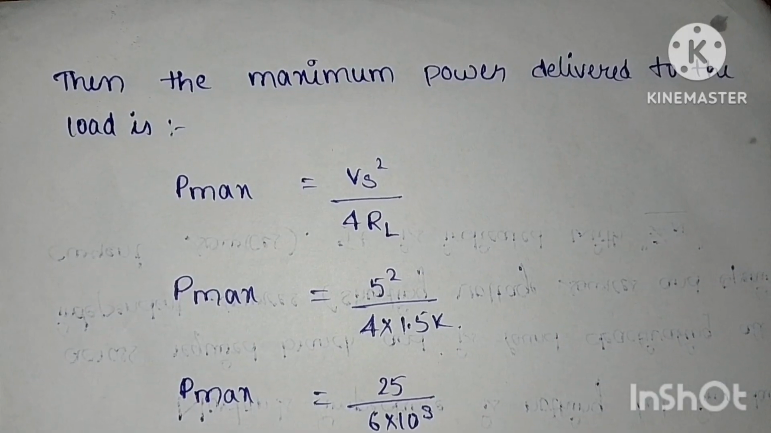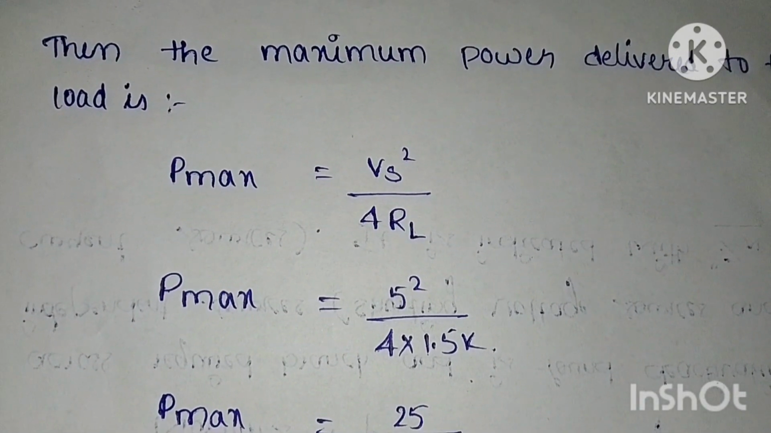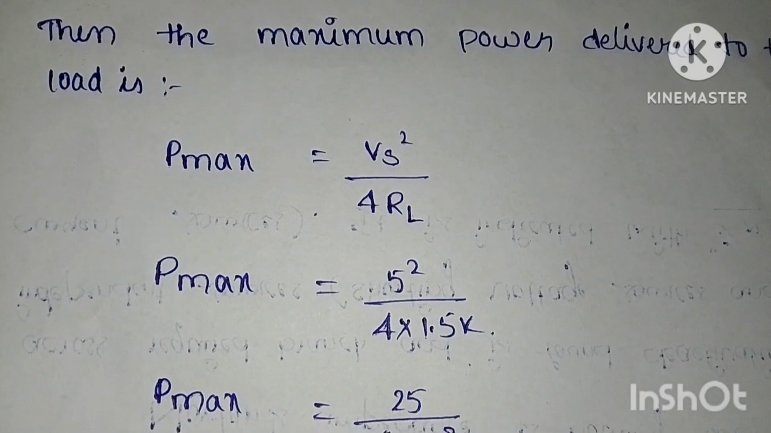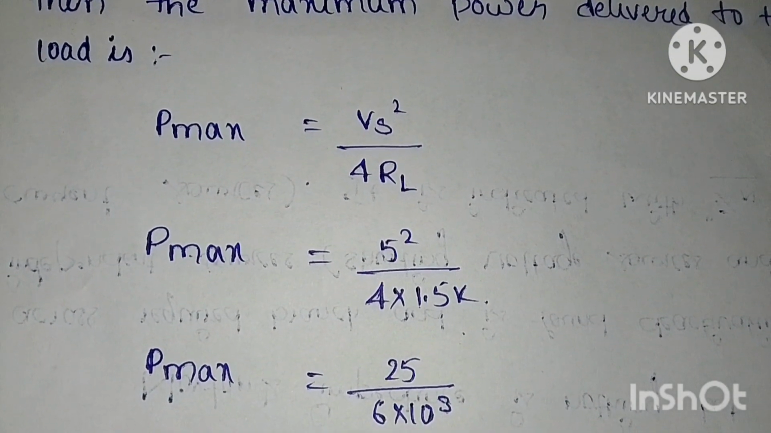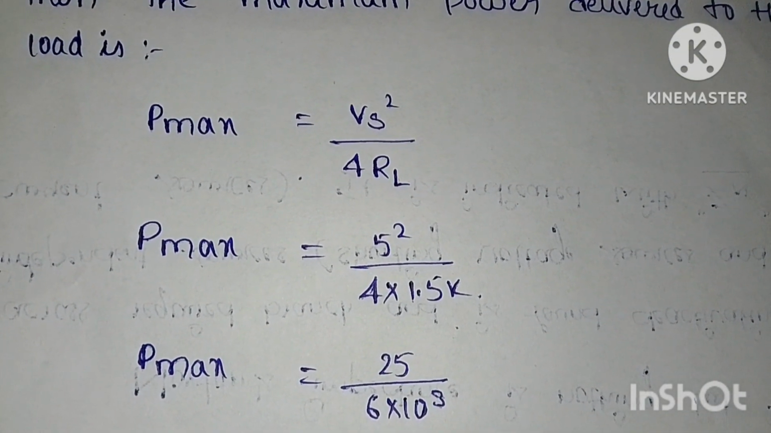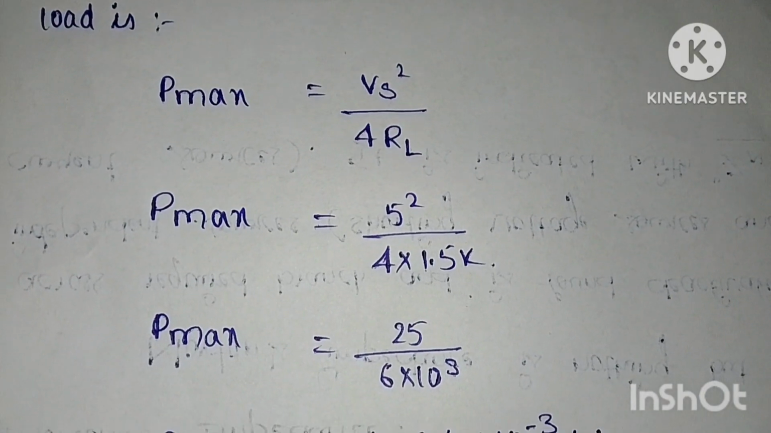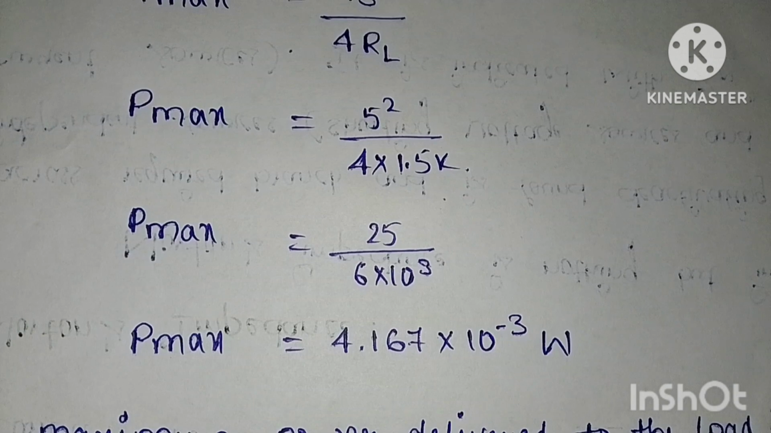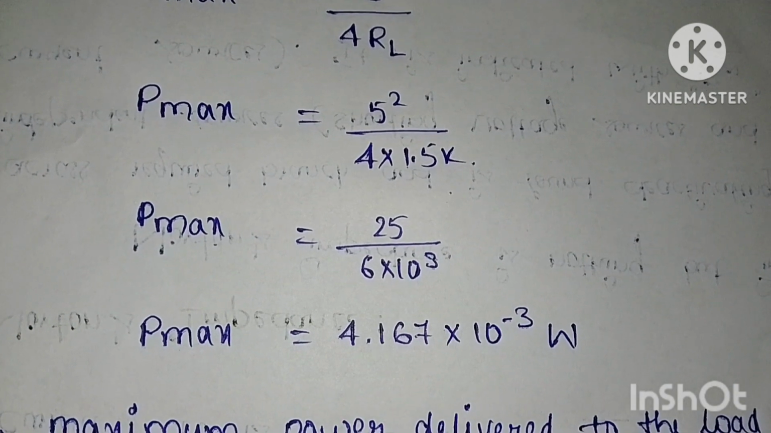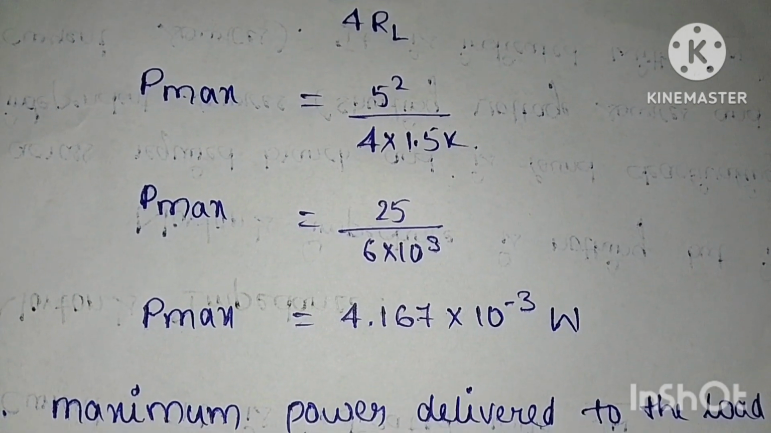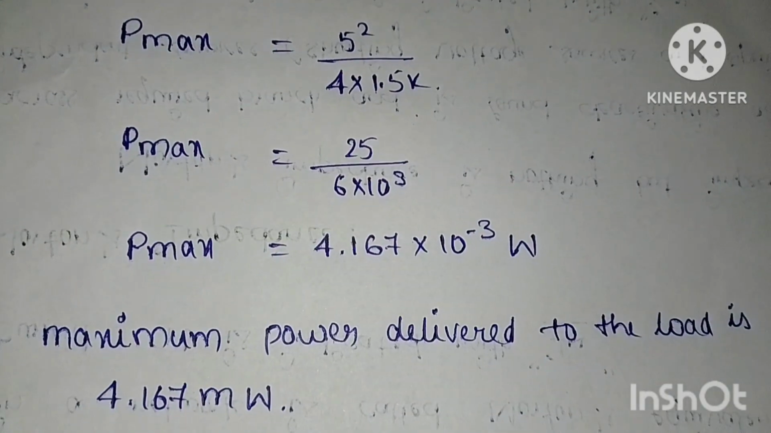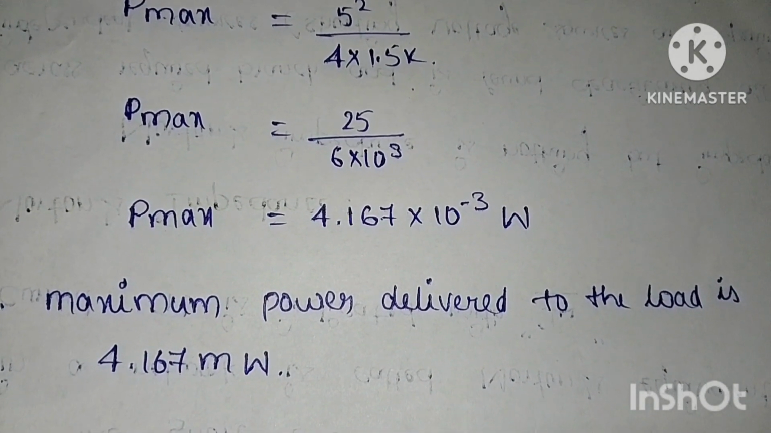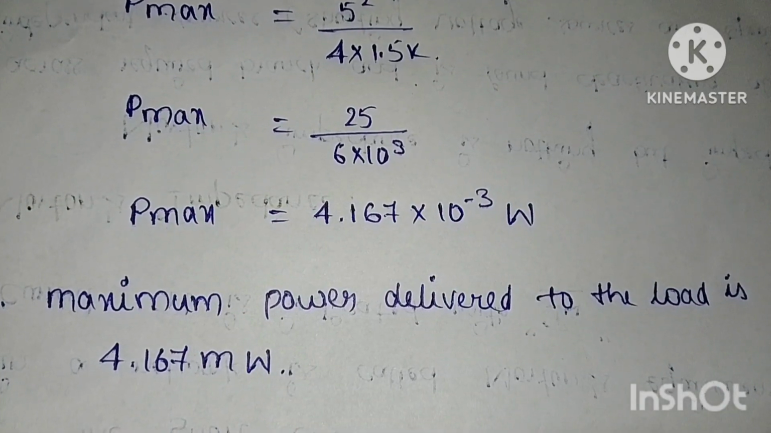Maximum power delivered to the load, P max, equals Vs squared by 4RL. Substitute the Vs and RL values from the above solutions, using a calculator. P max equals 5 squared by 4 into 1.5k. P max equals 25 by 6 into 10 power 3. Then the final maximum power delivered to the load is 4.167 into 10 power minus 3 watts. That is 4.167 milliwatts.